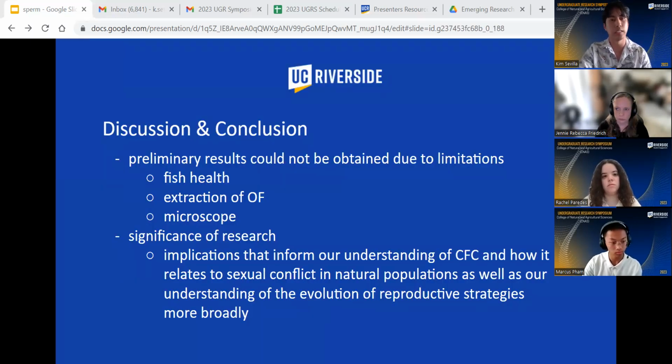So for my discussion, we have come across a few limitations and are actively working on resolving these issues. We had issues with fish health regarding our species of study due to a mycobacteria infection in our populations. We have been sorting it out and have actually contained the infection to one room within our lab. We hope to rebuild our population of Poecilia reticulata. In the meantime, we have been experimenting with other fish species within the same family and have been able to collect sperm and ovarian fluid from them.